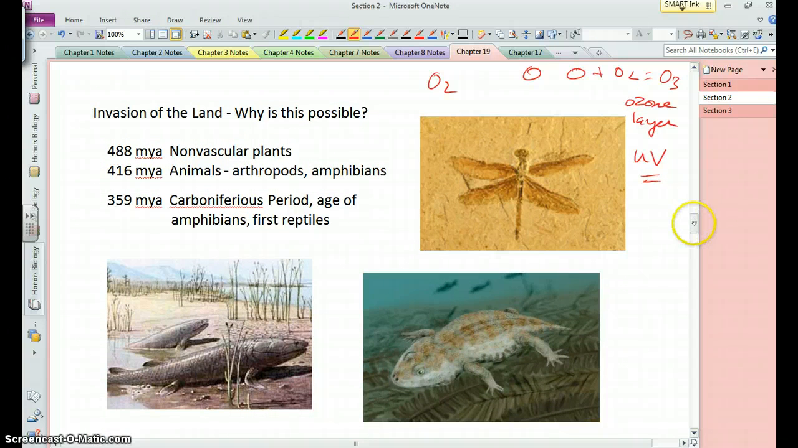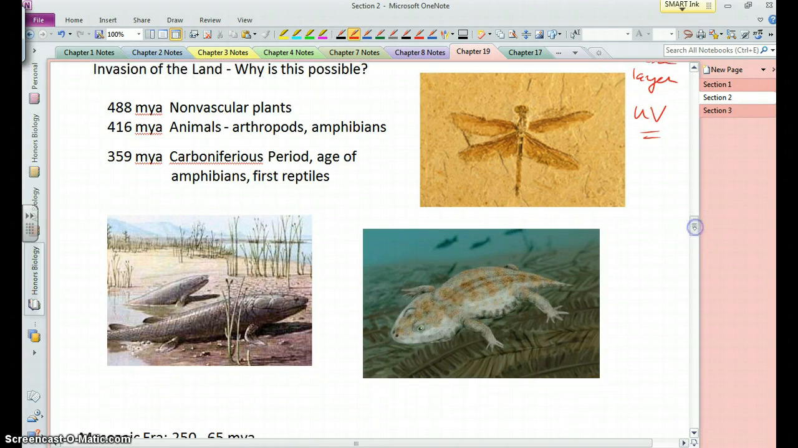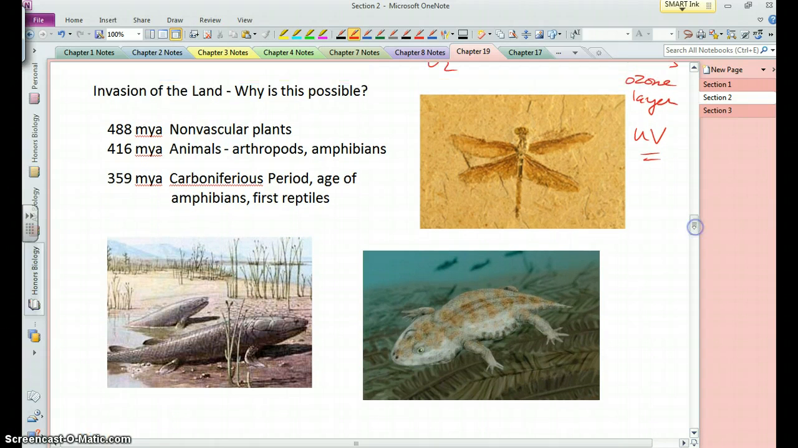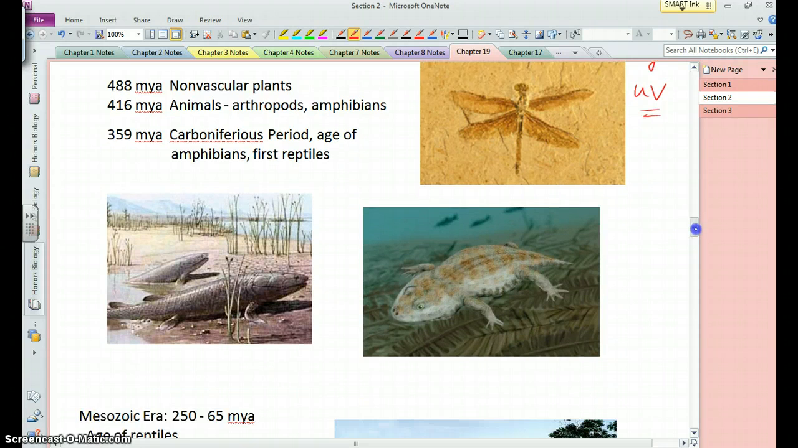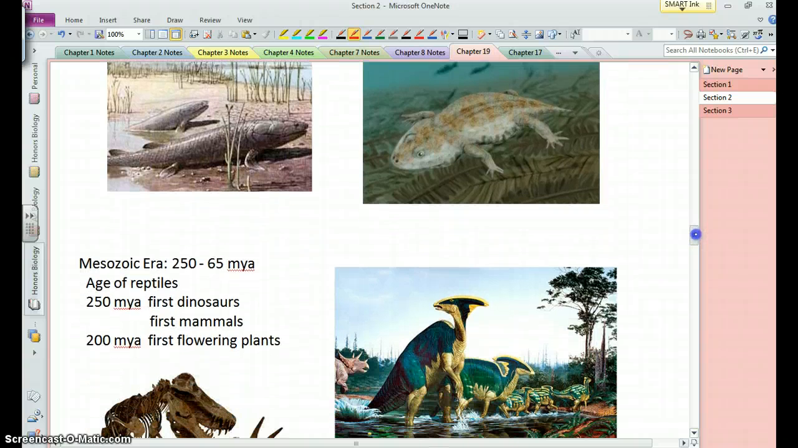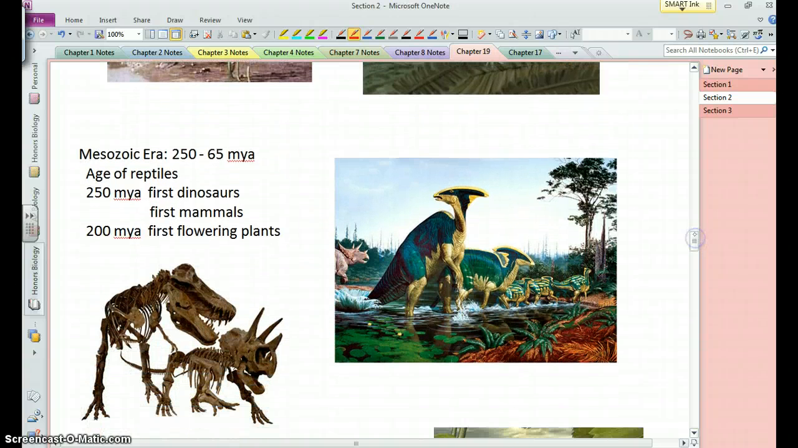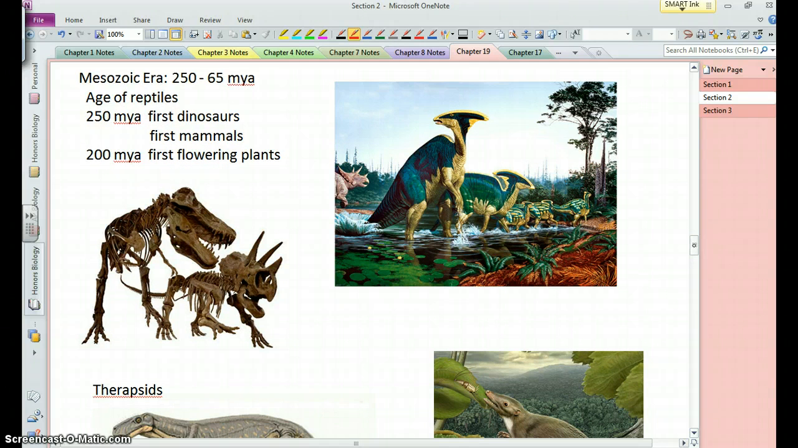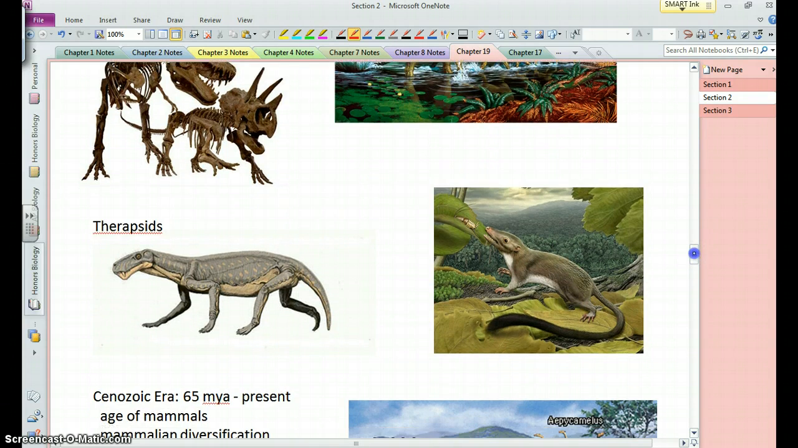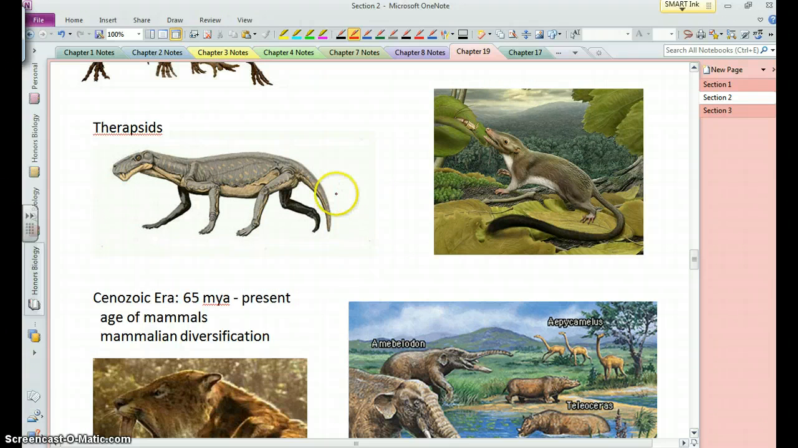And so plants do this, animals begin to do this. We start to get the development of amphibians from fish, and then reptiles from amphibians. We enter the Mesozoic, which is the age of reptiles, dinosaurs essentially. We also have mammals then, but they're not terribly prominent organisms. Again, this is the age of reptiles. We start to see the first flowering plants. The Therapsid, which is thought to be a reptile that essentially gave rise to some of the first mammals.